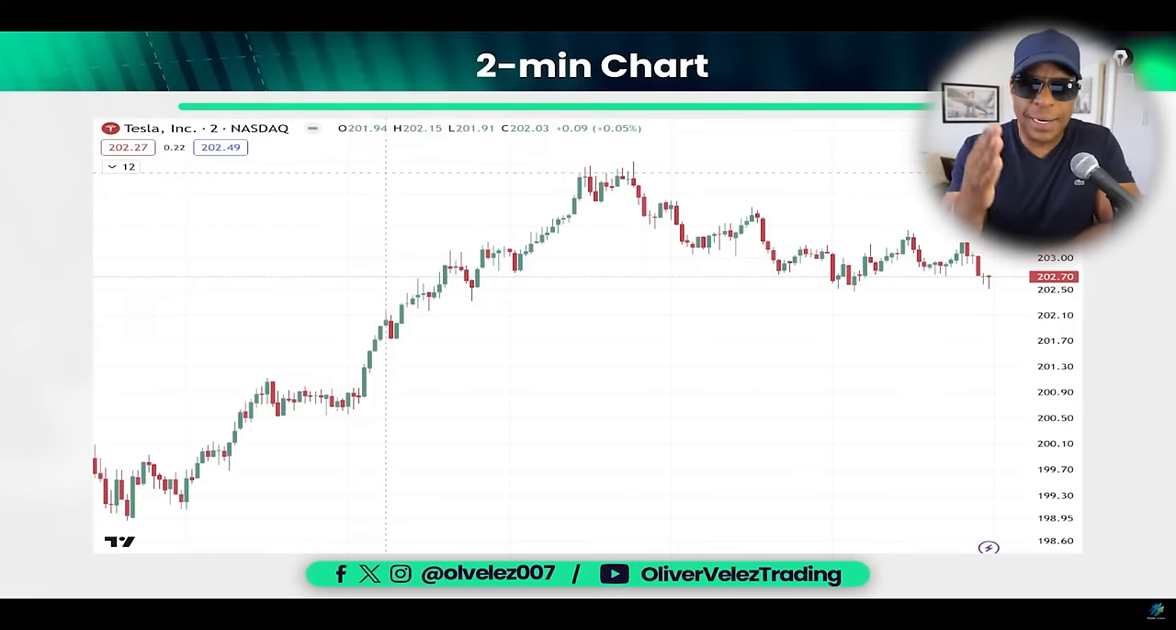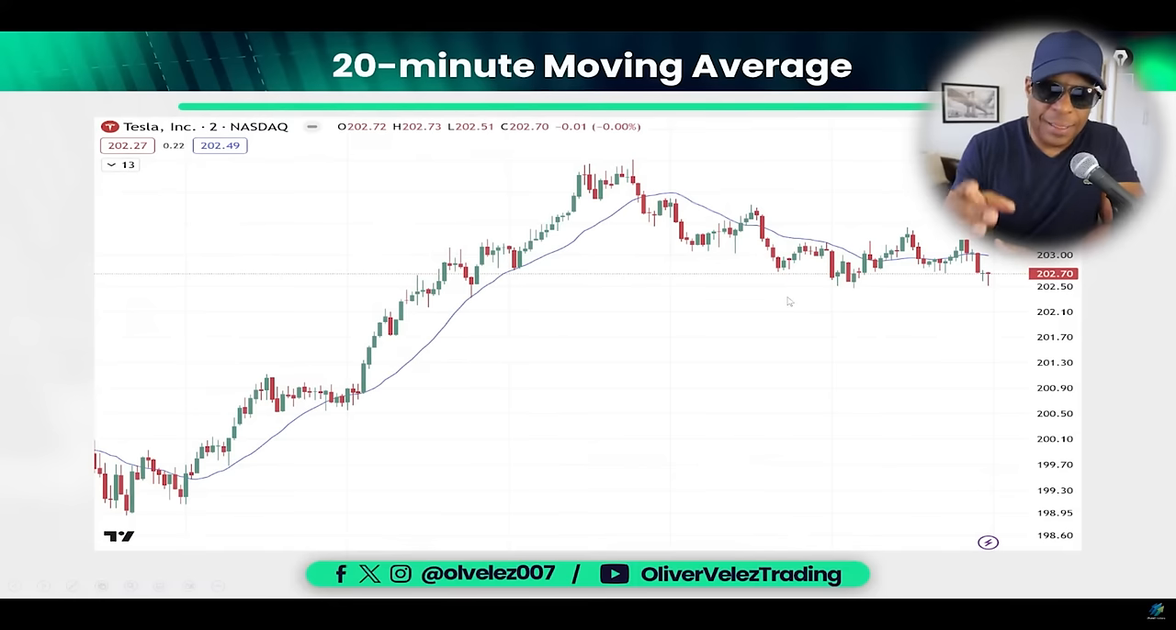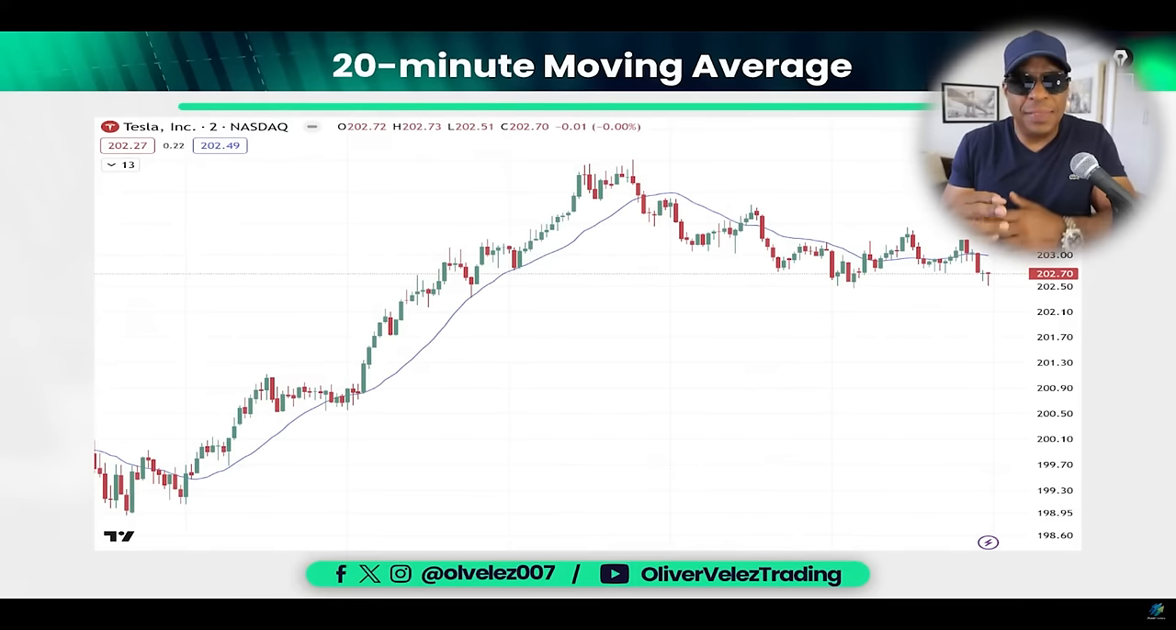What you're looking at is a 2-minute chart of Tesla right now. Every individual bar represents 2 minutes of trading. Of course, you see a barrage of green bars, which means price moved to the upside over that 2-minute period. You see a barrage of red bars, meaning that for that 2-minute period, the price moved to the downside.